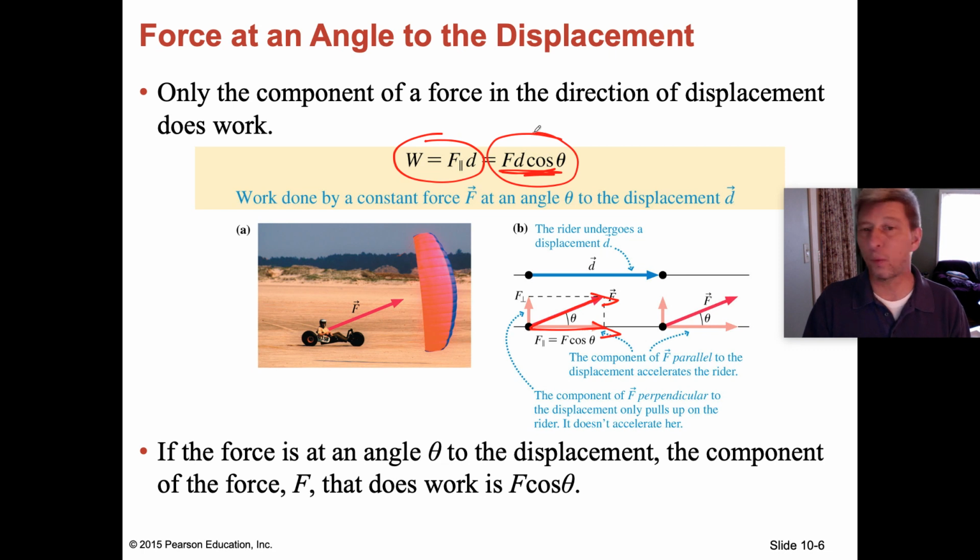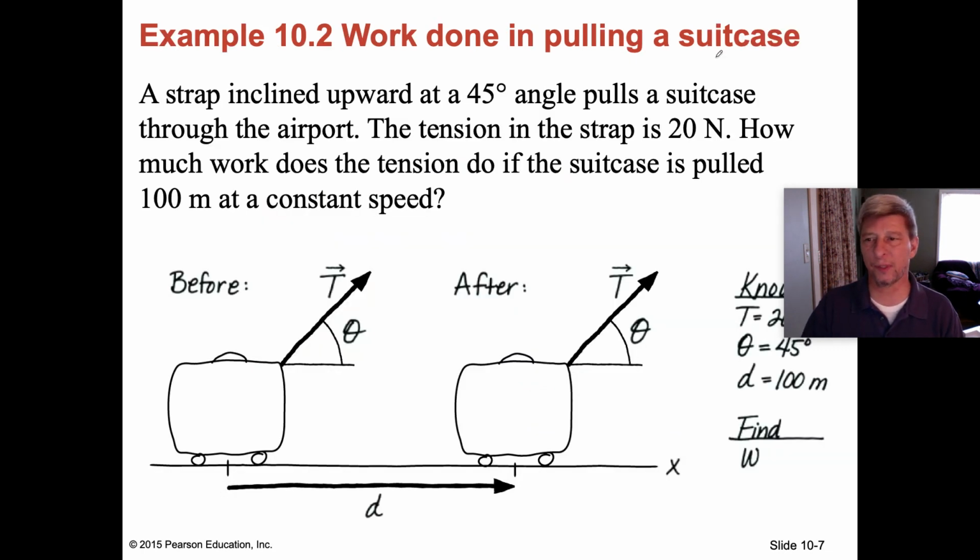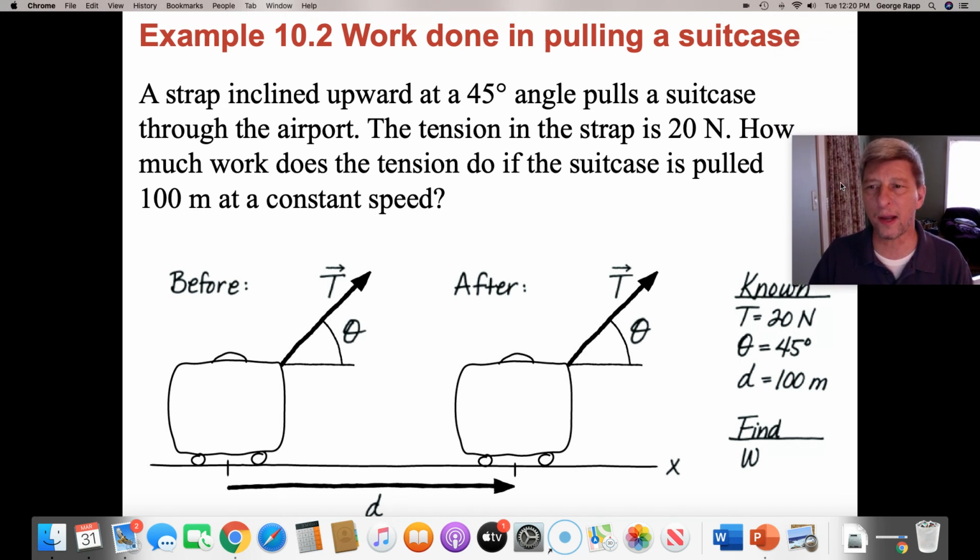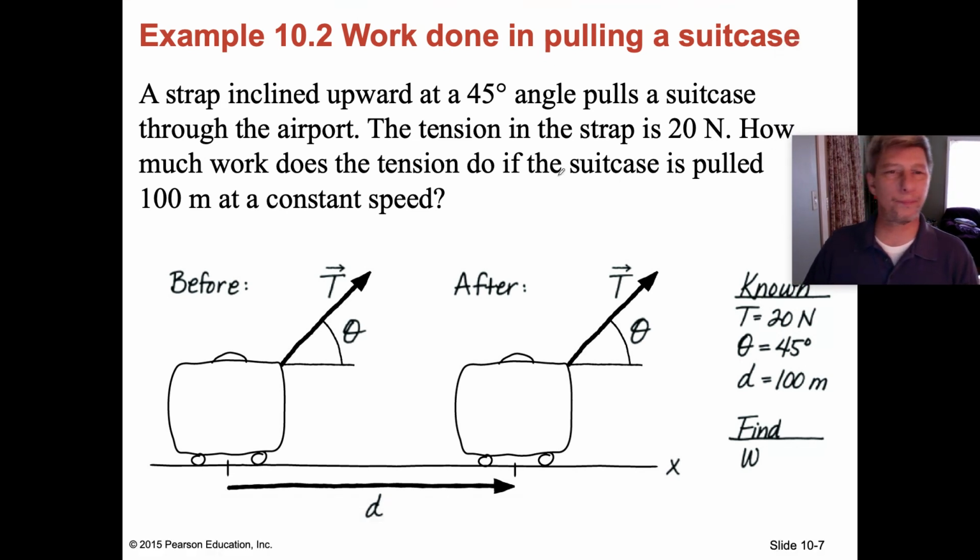Okay, so with that in mind, let's look at this example here. Let me move myself out of the way. There we go. A strap inclined upward at a 45-degree angle pulls a suitcase through the airport. The tension in the strap is 20 newtons. Tension, of course, is the force in this case. How much work does the tension do if the suitcase is pulled 100 meters at constant speed? All right, so we've got a tension of 20 newtons, an angle of 45 degrees, and a displacement of 100 meters. And again, we're asked to calculate the value of W.